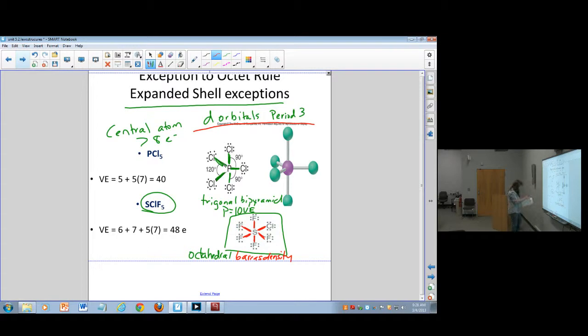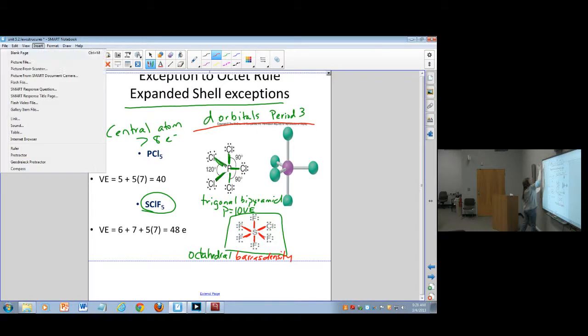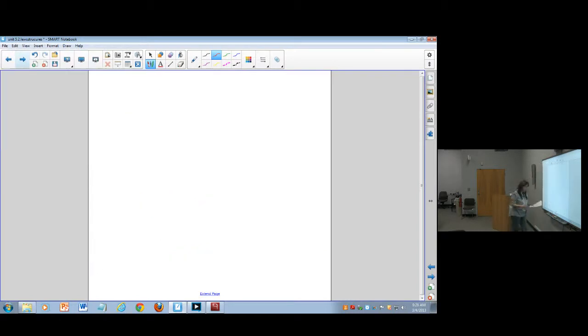All right, so let's do a couple more drawing examples. Let's do the structure PCl3. This is going to have 5 from the phosphorus valence electrons plus 3 times 7 for the chlorine, or 26 electrons.